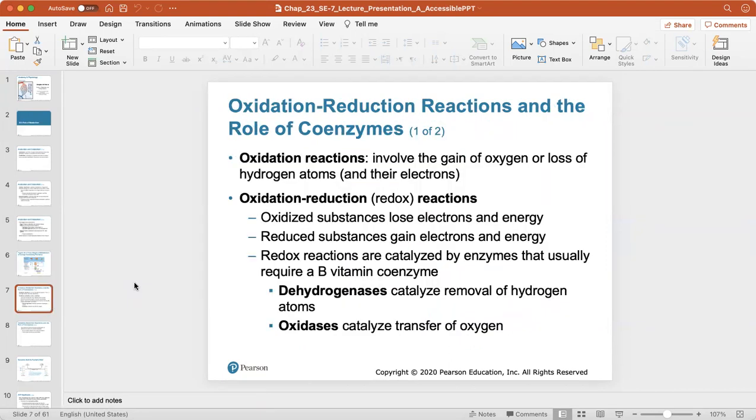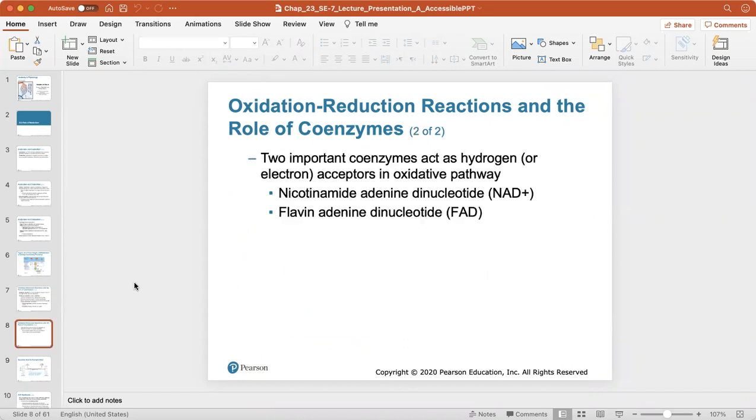We need to understand what an oxidative reaction is. An oxidation reaction involves the gain of oxygen or a loss of hydrogen atoms and their electrons. Oxidation reduction reactions are also called redox reactions, where oxidized substances are losing electrons and energy, and reduced substances are gaining electrons and energy. Redox reactions are catalyzed by enzymes that usually require a B vitamin coenzyme. Dehydrogenases are enzymes that catalyze the removal of hydrogen atoms, and oxidases are enzymes that catalyze the transfer of oxygen.